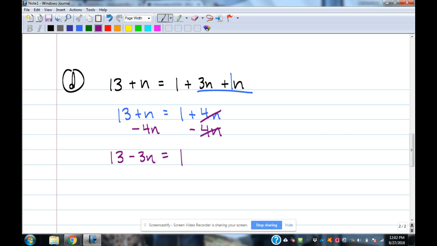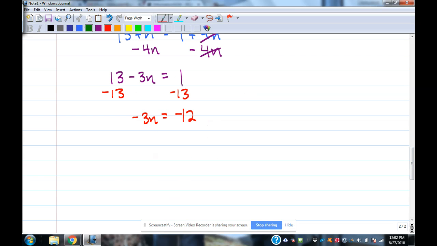Okay. Now, what's the next step for this problem from here? Subtracting 13. The reason we want to do that is this side's got too much stuff on it. So we want to move the like term that goes with that 1, and that's the 13. So we're going to subtract 1 minus 13. -12. Good job. Now what? Divide by that -3 that's in front of the variable.